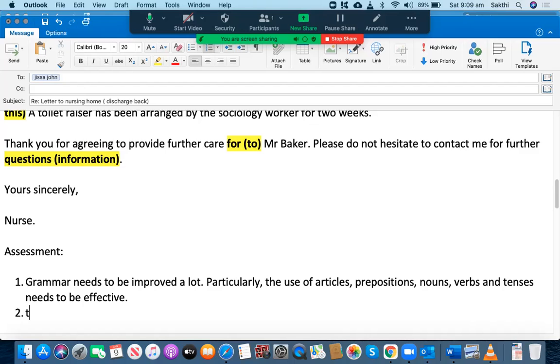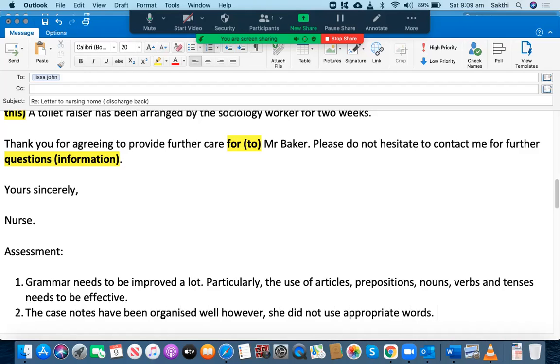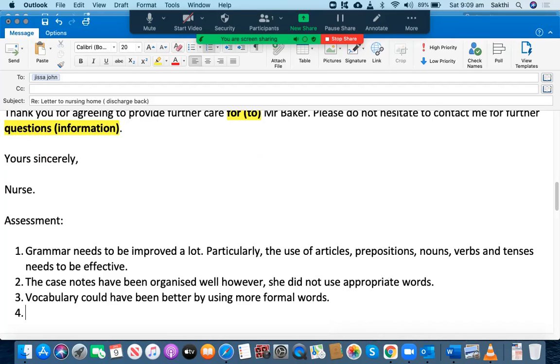All right. The second thing is the case notes have been organized very well. However, she didn't use appropriate words. It's really important that vocabulary could have been better by using more formal words. As I already mentioned, it's good to use more formal words rather than the informal words.